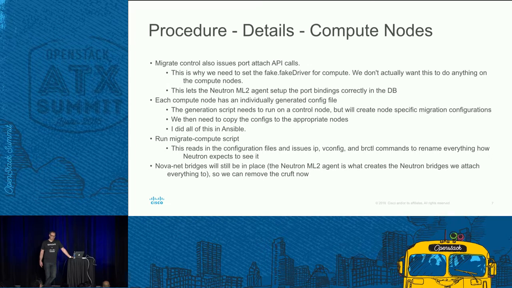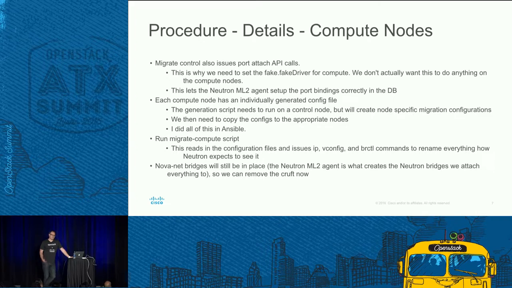So when we go to do the compute nodes, as I mentioned earlier, the migrate control also issues port attach API commands, and that's why we have to switch to the fake driver. And that just lets the Neutron ML2 agent set everything up in the database and make everything connect properly. So from its point of view, it actually is the one who attached the ports. That way we know it's just working well.